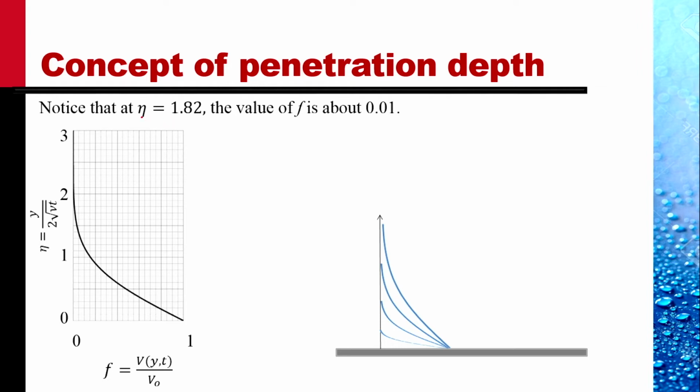At eta equal to 1.82, the value of f is about 0.01. This is saying that at eta equal to 1.82, the value of v has reduced to 1% of the original perturbation at the bottom plate. Eta is equal to y divided by twice under root nu t, equal to 1.82 at this location. This gives us the penetration depth to be 3.64 under root nu t.